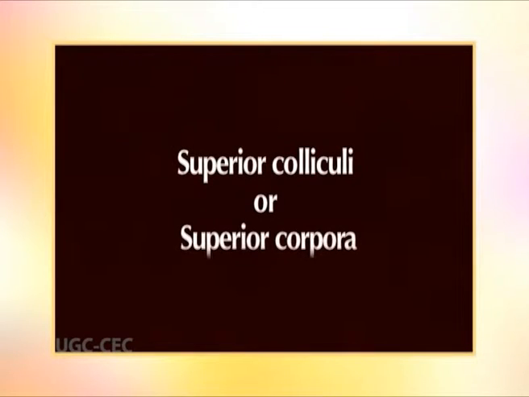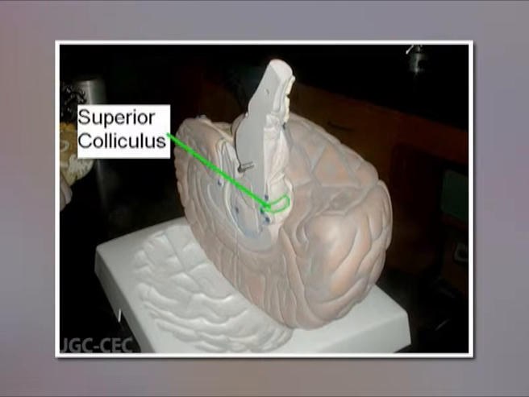Out of the 4, the 2 swellings called superior colliculi or superior corpora control the visual reflexes, receiving impulses from the eyes and muscles of the head, so that eyes and head can be moved to focus on an object.